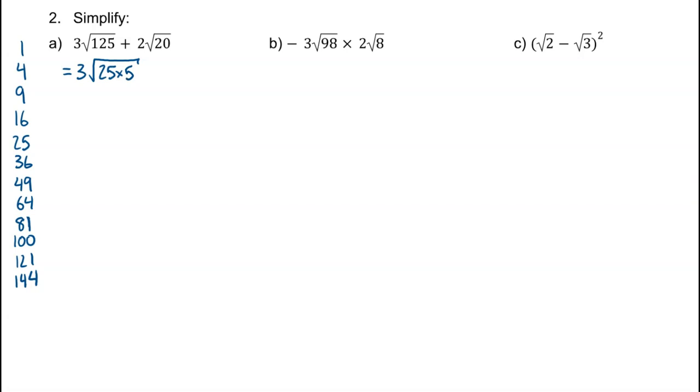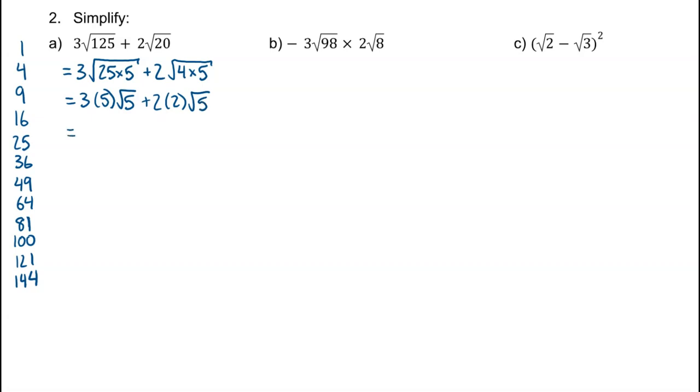Well, 125 is 25 times 5. And so the greatest perfect square I can take out of 20 is only 4. So 4 times 5 is 20. So now I can write the square root of 25 as 5, and I can write the square root of 4 as 2. Everything else is the same.